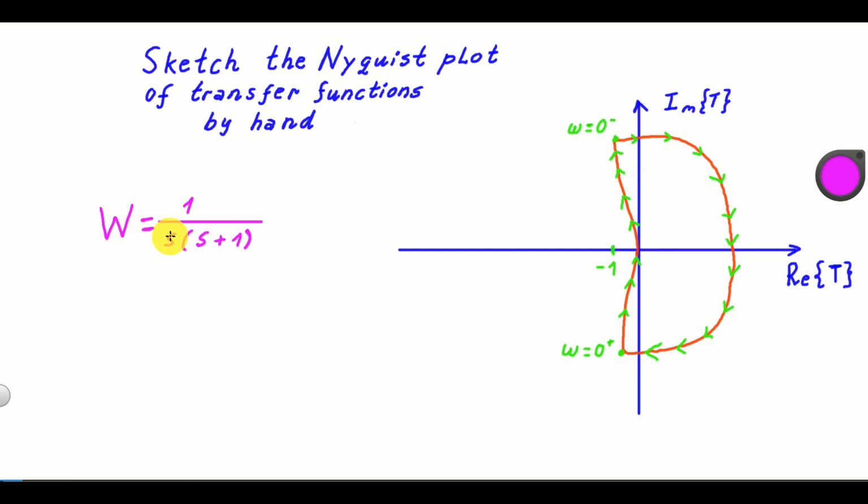In this video tutorial, we consider a particular example. Namely, we consider this transfer function. This is a second-order transfer function with a single pole at 0. Its Nyquist plot is shown over here. And by the end of this video tutorial, you will learn how to sketch this Nyquist plot by hand.